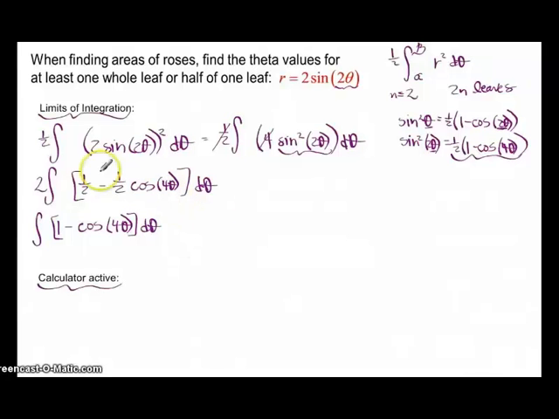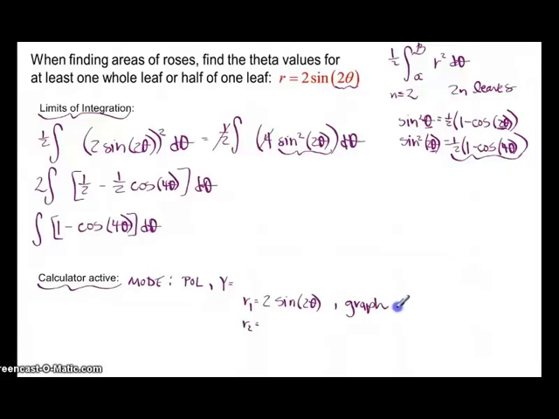So talking about limits of integration for our rose, the first thing I want you to do is get your calculator and push the mode button. Instead of function mode, I want you to choose polar mode, and then hit your y equals button at the top. You should see r sub 1 equals and r sub 2 equals. In r sub 1, put our function, 2 times the sine of 2 theta. Then hit your graph button.